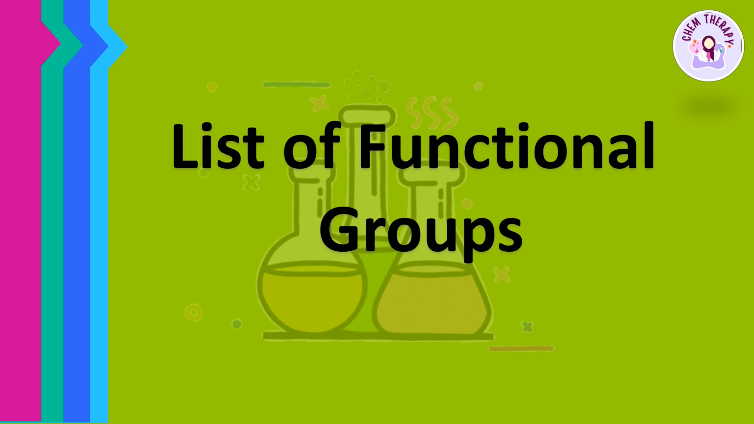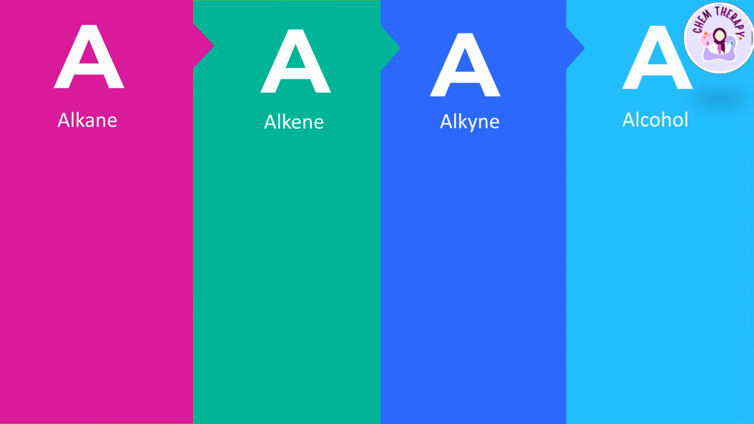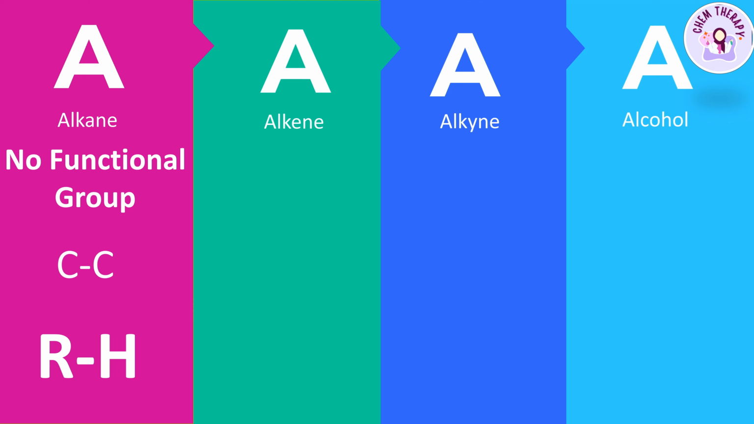Let's see a list of functional groups. We will start with the 4 A's: alkane, alkene, alkyne, and alcohol. In alkanes, there is no functional group. All carbon-carbon single bonds are present. Alkanes are generally represented as RH.